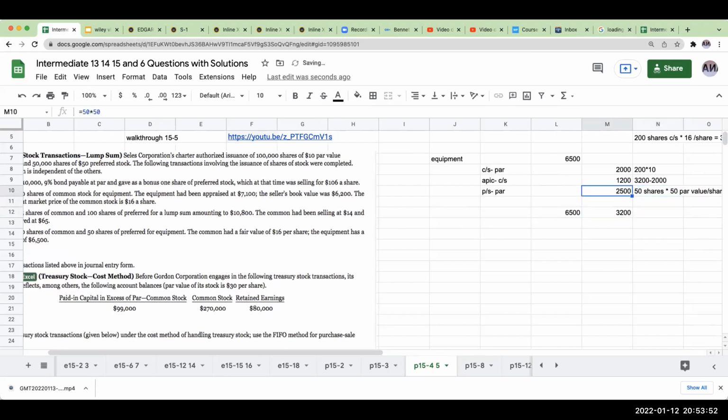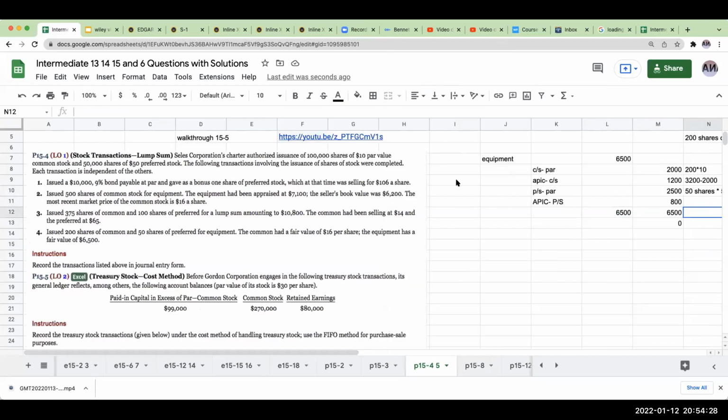Okay. So the difference here, looking at this: I've got 6,500 and 5,700. So I'm going to need a credit over here of 800, which is what I'm going to put into additional paid-in capital preferred stock. So again, this is essentially the excess, and it's what I need to balance. So that's how we look at this part. Again, we're assigning value to those items that we know first.